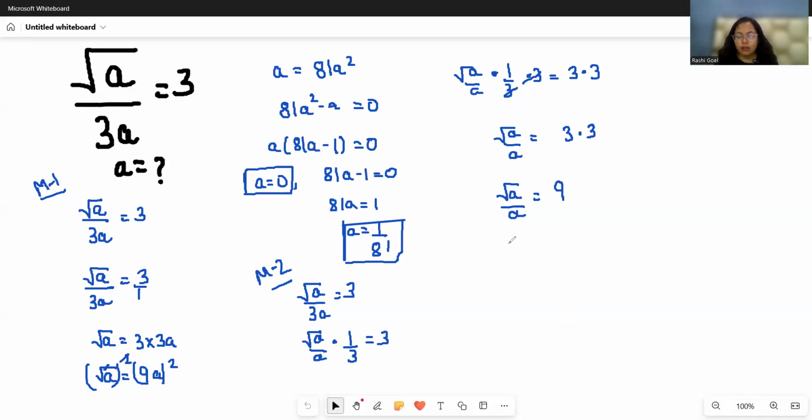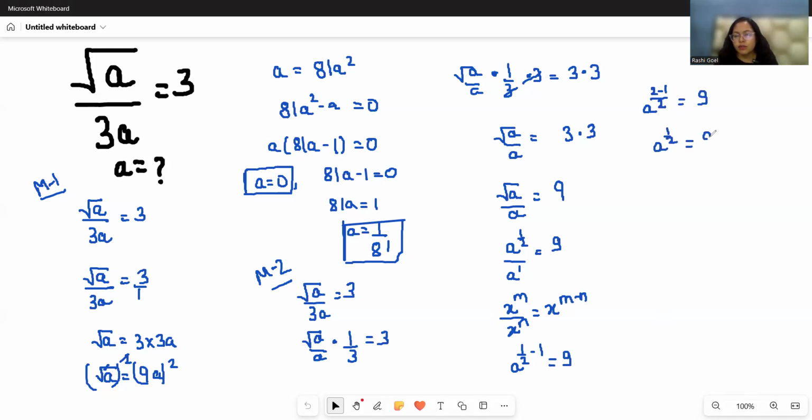This √a, I can write it as a^(1/2) / a^1 = 9. So as per the exponent rule, x^m / x^n, we can write it as x^(m−n). So it's a^(1/2 − 1) = 9. So it's a^((1−2)/2) = 9. So a^(−1/2) = 9.